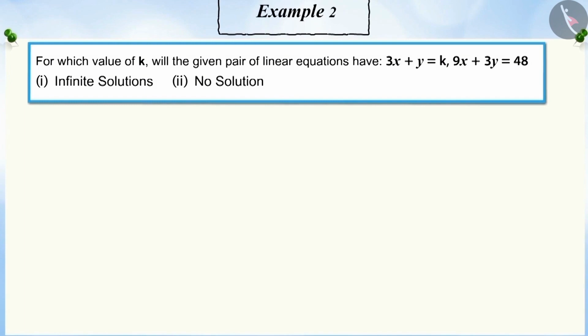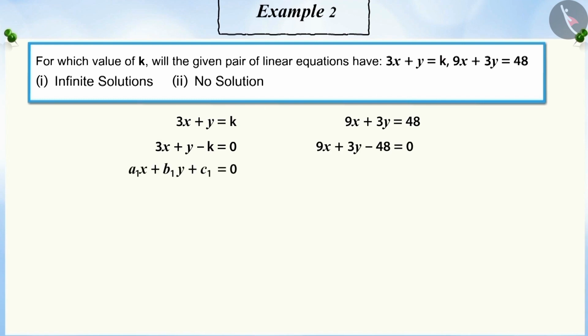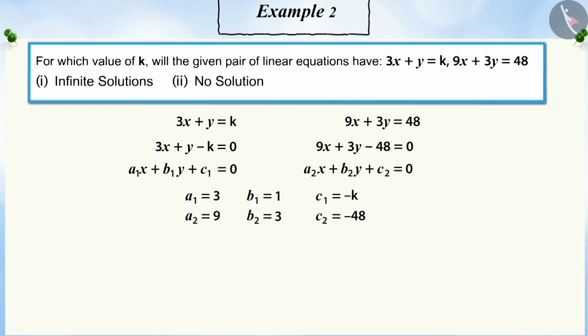For which value of k will the given pair of linear equations have infinite solutions, and for which value will it have no solution? First, let's write the given pair of linear equations in its general form. Identify the value of all the coefficients and constants.